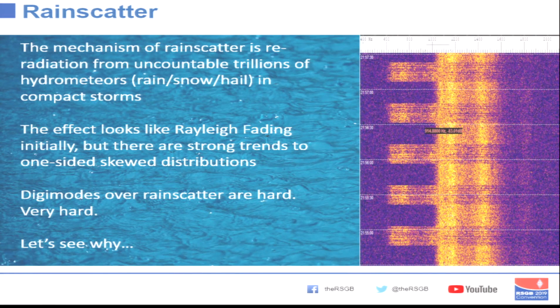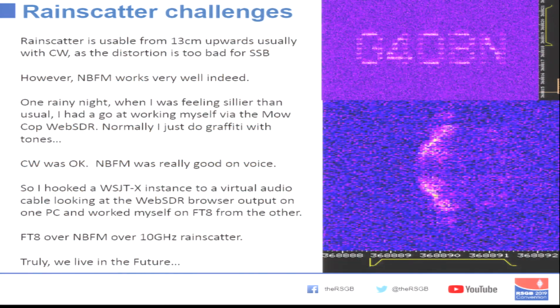Rainscatter. Quick run through of Rainscatter. It's just like the other scatter modes, except because of the way Rainscatter relates to rain, it's patchy. So you get peculiar shapes. Instead of a nice rounded Rayleigh curve, you get all sorts of weird and wonderful stuff.